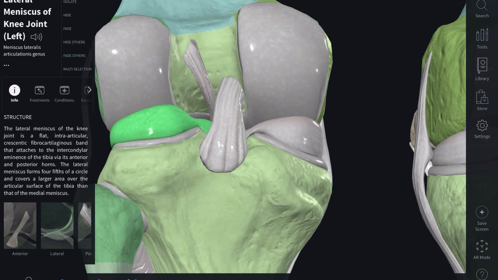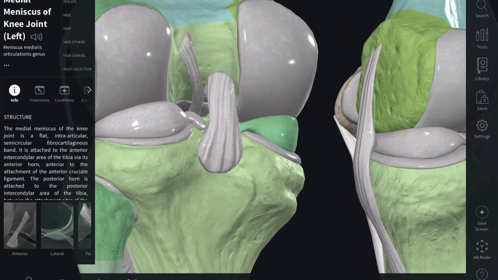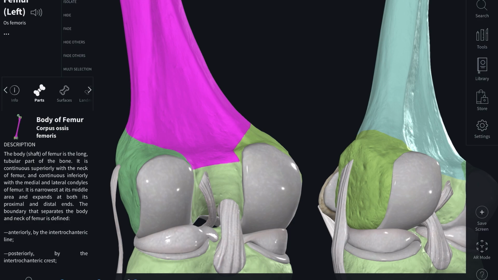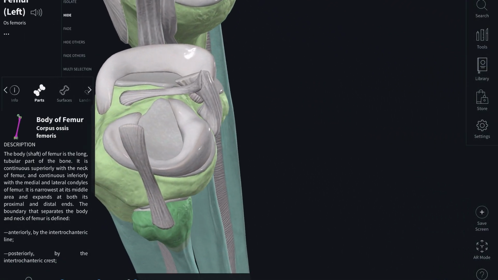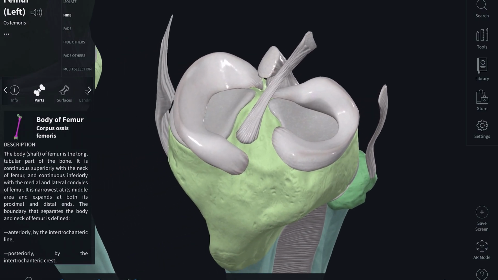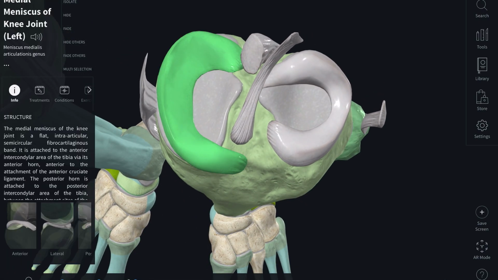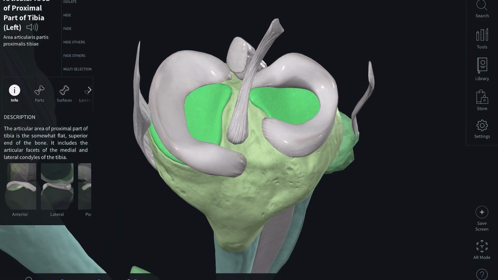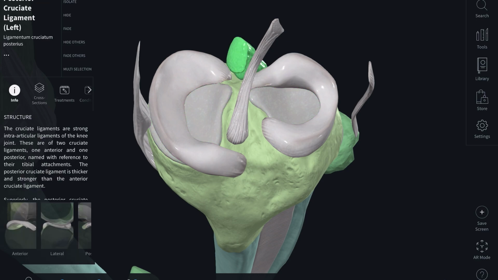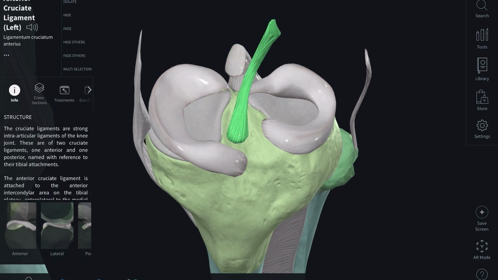Here's that meniscus again, so you can just see it. If we get rid of this femur, now you can see this joint right here. The meniscus is where it articulates with that femur on those condyles. Posterior cruciate ligament, anterior cruciate ligament.